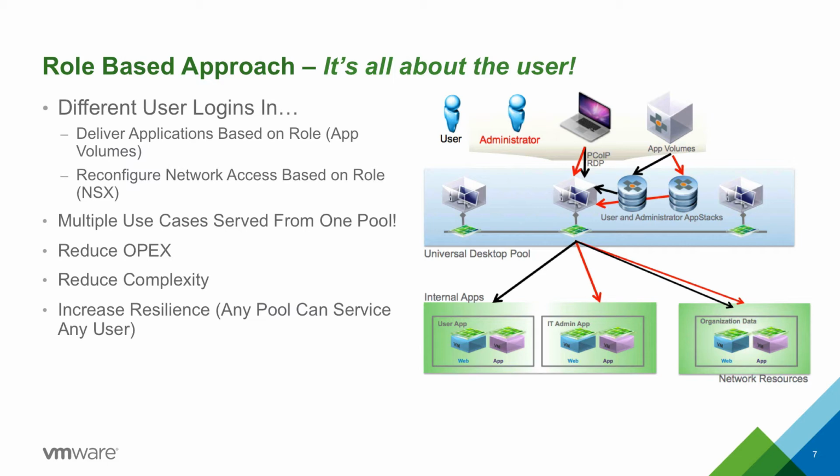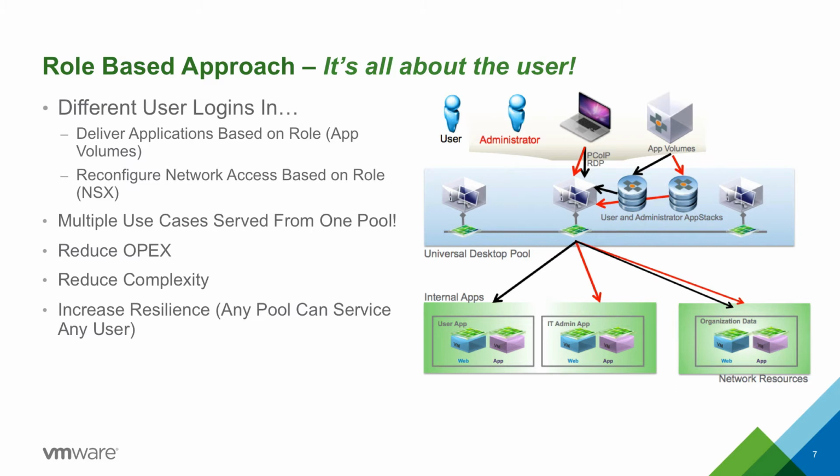So here we have a user and an administrator who obviously have different roles on the network, and when they log into the same exact pool, App Volumes dynamically assigns them their applications, and with NSX dynamically segments them to the network resources that they need to do their jobs. So again, there's multiple use cases served from one pool.